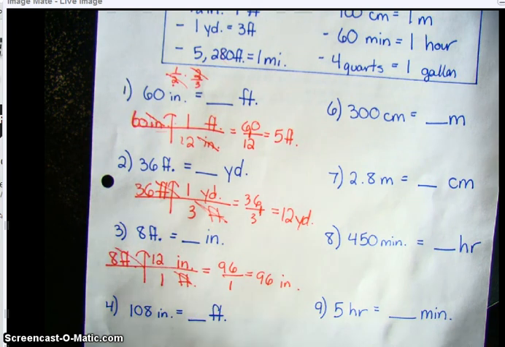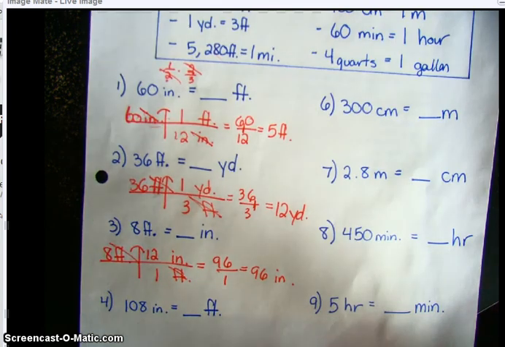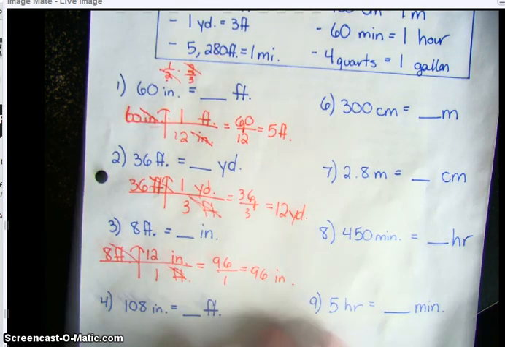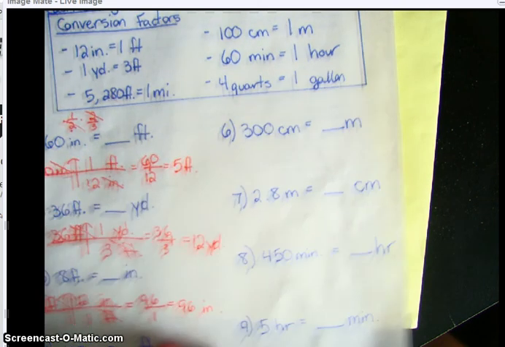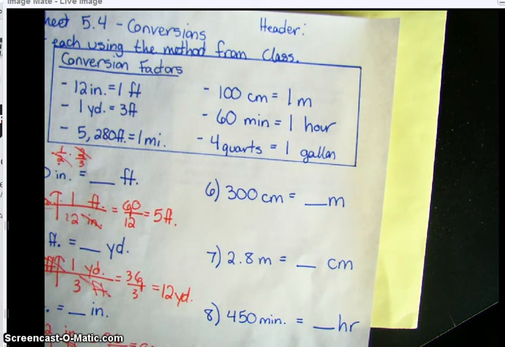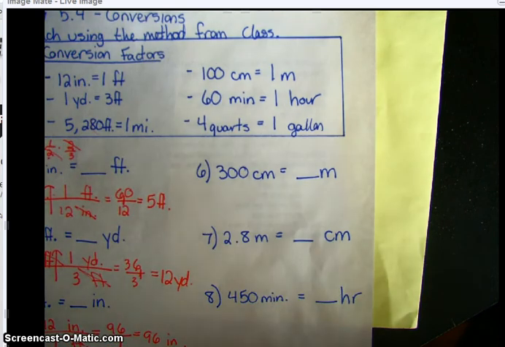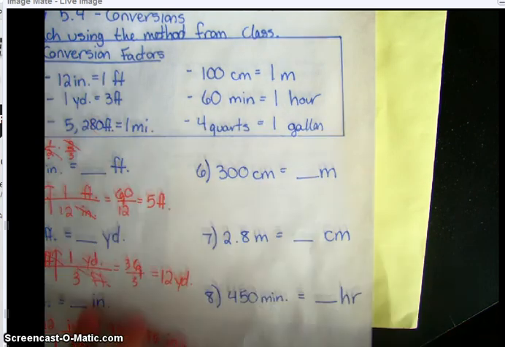Okay, I'm going to go ahead and jump to 6, 7, and 8, so you can do 4 and 5 by yourself. It's just a little bit of a different conversion factor, and I want to have you get some experience with that. Okay, so number 6 is 300 centimeters equals blank meters.